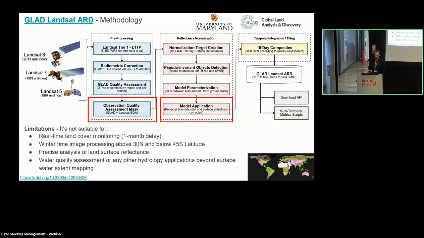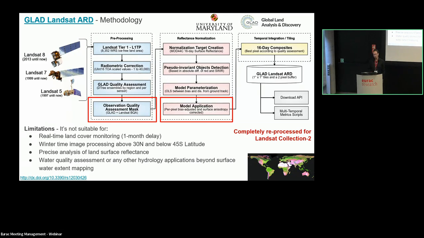So there are some limitations. If you really need real-time land cover monitoring, they have a kind of one-month delay. It's not precise land surface reflectance because they don't apply atmospheric corrections, but it's pretty reliable and suitable for machine learning pipelines. More recently, they developed the pipeline for Landsat Collection 1, but Collection 1 ended in 2021. And now they recomputed the whole collection. They have cloud masks, and it's styled.